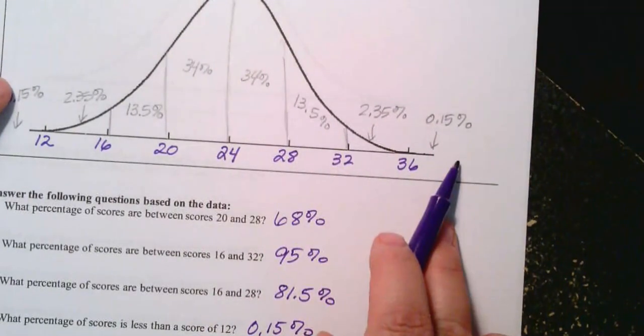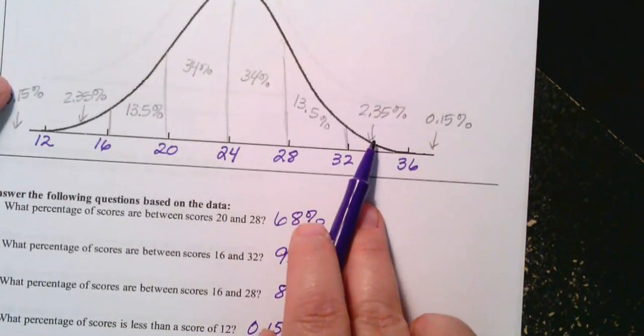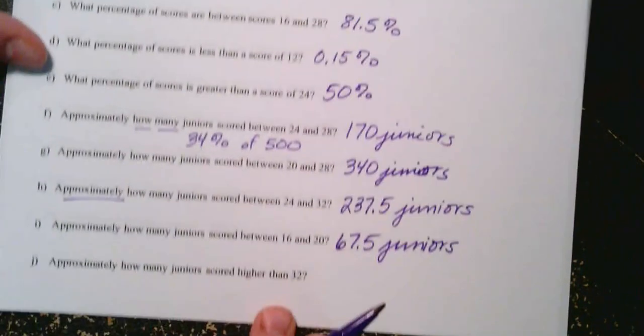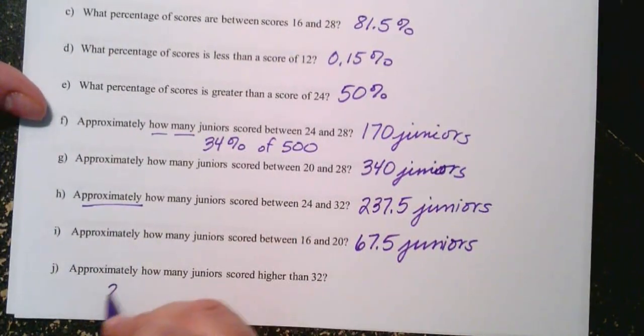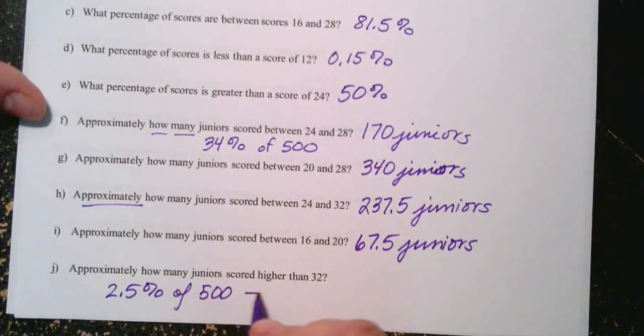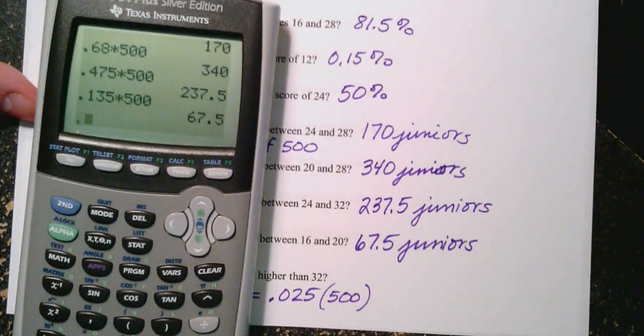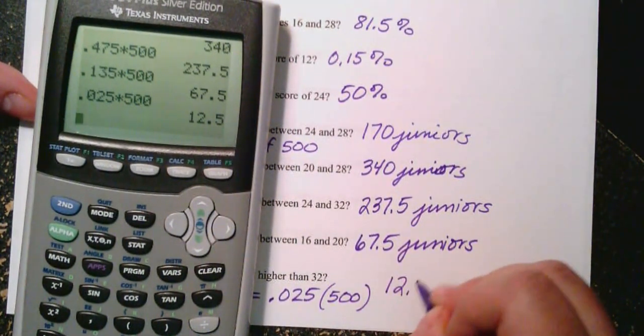Higher is always to the right, lower is to the left. So higher than 32 is these two sections here, 2.5%. So 2.5% of 500 becomes 0.025 times 500. And that will give me 12.5 juniors.